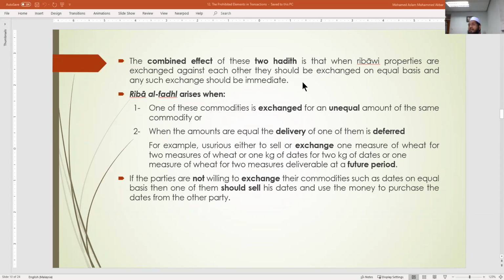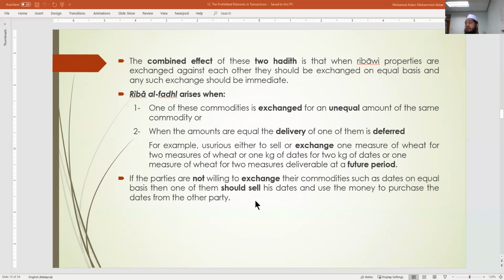So riba al-fadl arises when one of these commodities is exchanged for an equal amount of the same commodity and the delivery of one of them is deferred. For example, to sell or exchange one measure of wheat for 2 measures of wheat, or 1 kilo of dates for 2 kilo of dates, or 1 measure of wheat for 2 measures deliverable at a future period. This is what cannot be done.